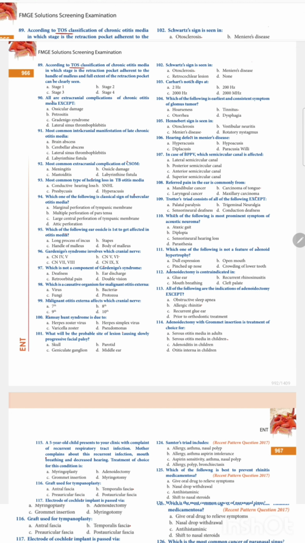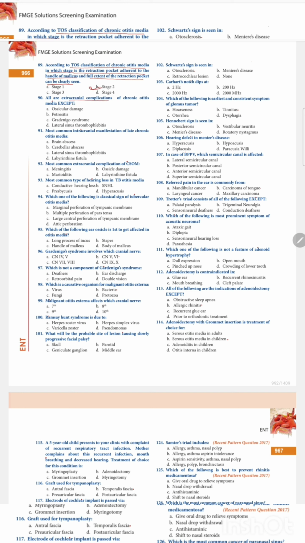According to TOS classification of chronic otitis media, in which stage is the retraction pocket adherent to the handle of malleus and the full extent of the retraction pocket clearly seen? Stage 2.